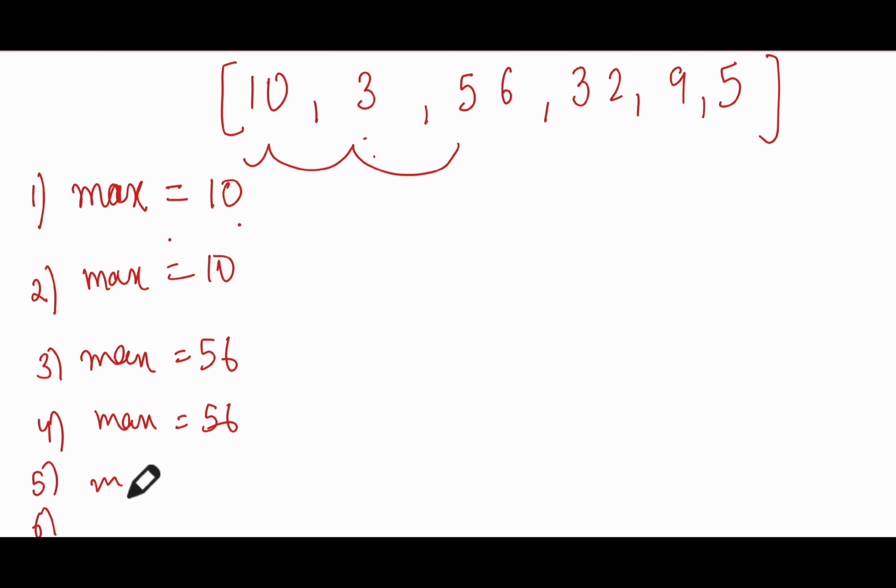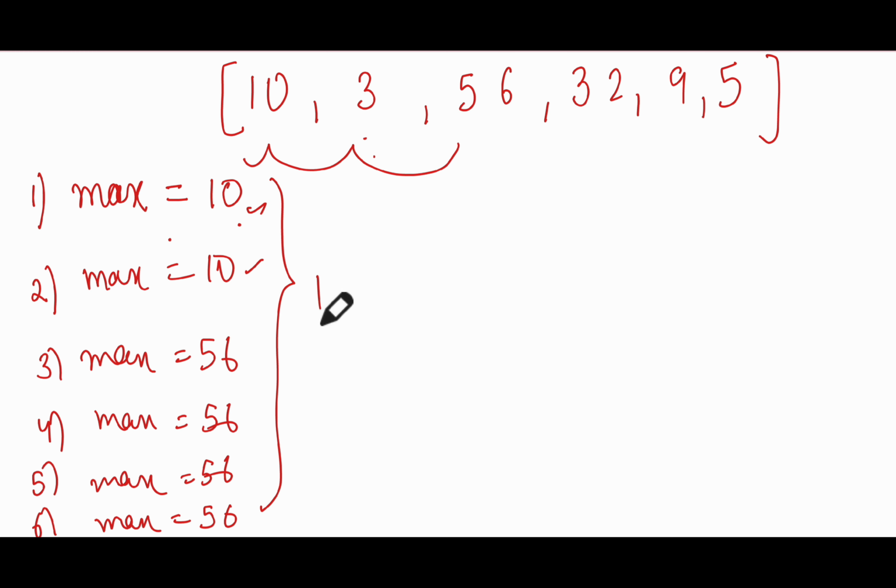So what do you see? The max variable that we created only consisted of one value at any point of time. It never consisted of 2 values, right? It was 10 first, then it changed to 56, and it remained the same throughout. So there was only one value inside this max variable, correct?